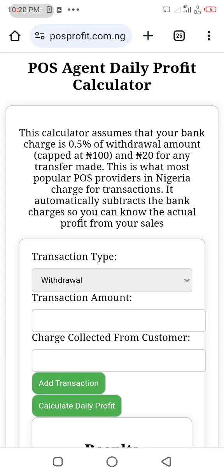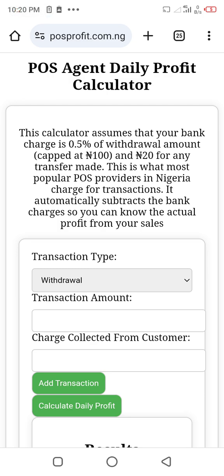I want to show you how to use this POS profit calculator. If you are a POS agent or a merchant that is using any of the popular POS machines in Nigeria like OPay, MoneyPoints and others, you can use this POS profit calculator to calculate your daily profits and see every other detail that you need to know about your transaction for the day.